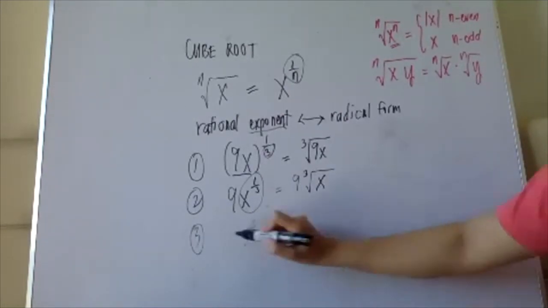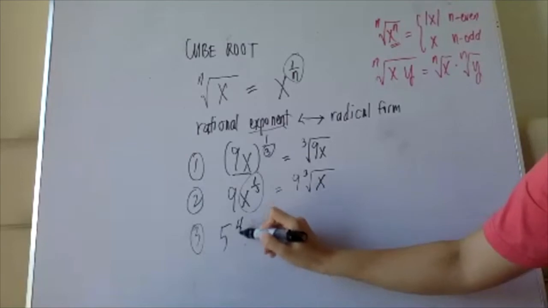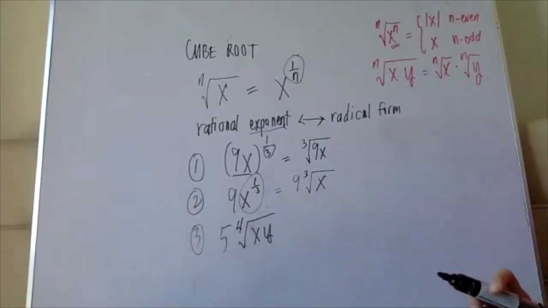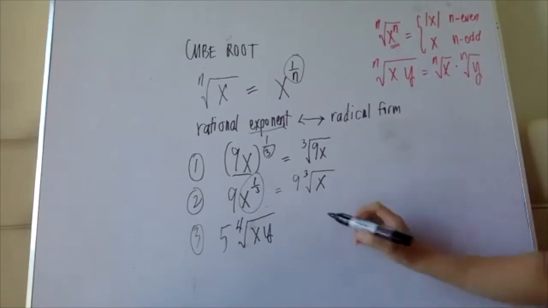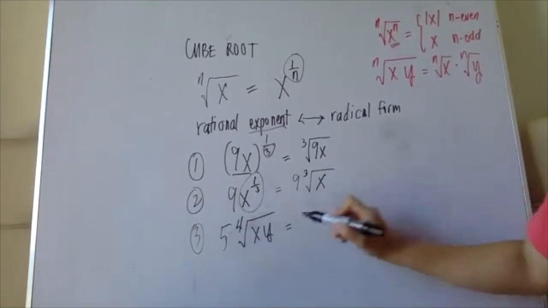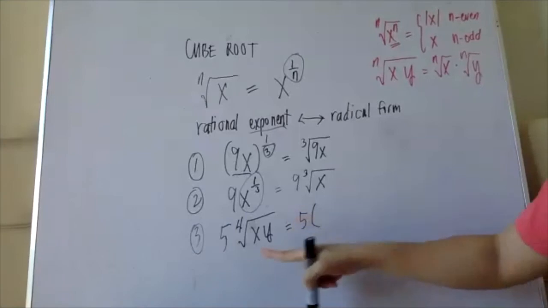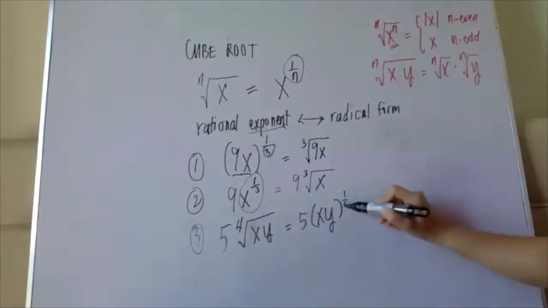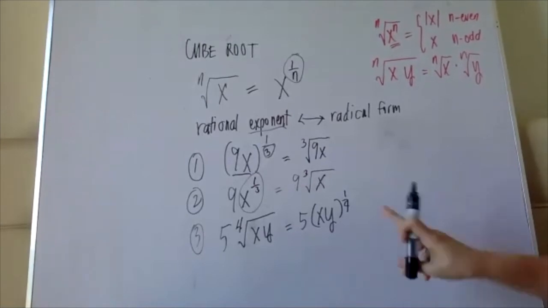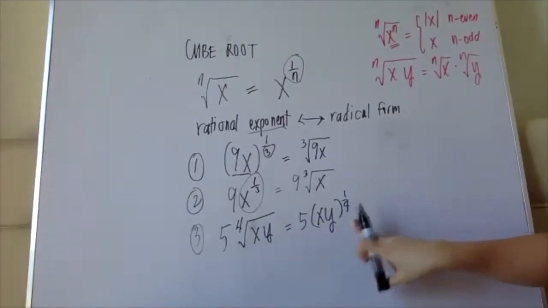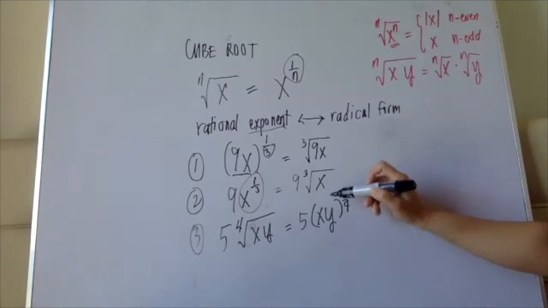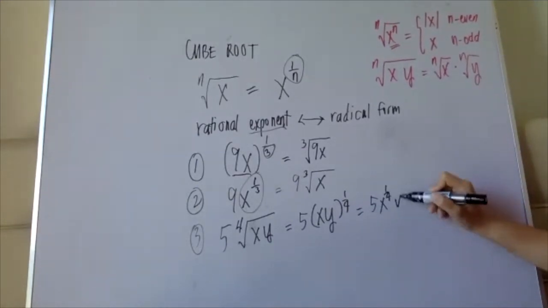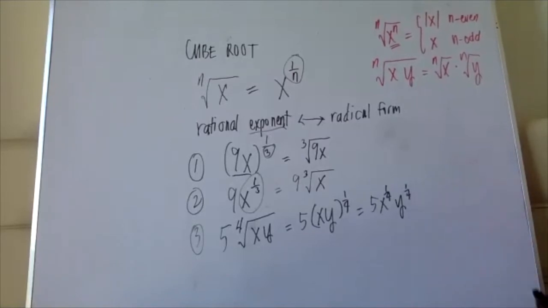Sige, baliktad naman. Okay, paano pag ganito? So, syempre, copy lang yung 5 times xy raised to 1 over 4. Okay, remember your product rule? Pwede mo itong i-distribute sa dalawa. So, we will have 5x raised to 1/4 and y raised to 1/4.